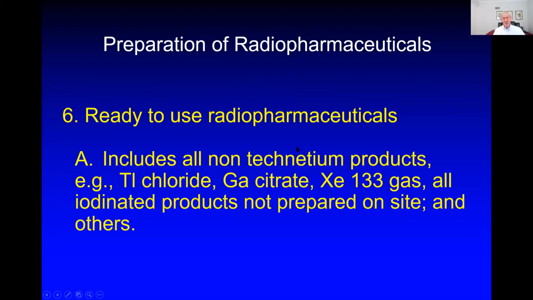And finally, there's a category called RTU, the ready-to-use drugs. These are the products that we buy. We don't have to do anything to them at all. Thallium, gallium, xenon, iodine therapy solution, anything that you don't have to manipulate at all falls under the category of ready to use.